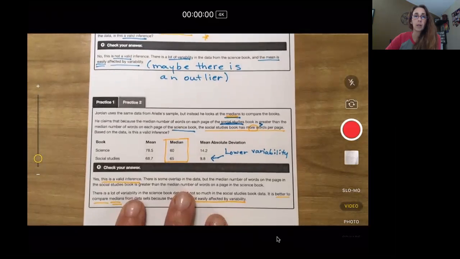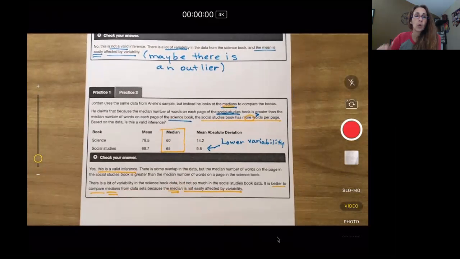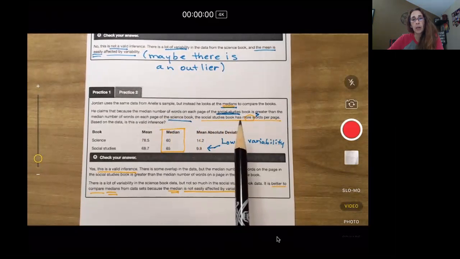All right, the second one. So here, Jordan uses the same data from Ariel's sample, but instead he looks at the medians to compare the books. He claims that because the median number of words on each page of the social studies book is greater than the median number of words on the science book, the social studies book has more words per page. So based on this, is this a valid inference?